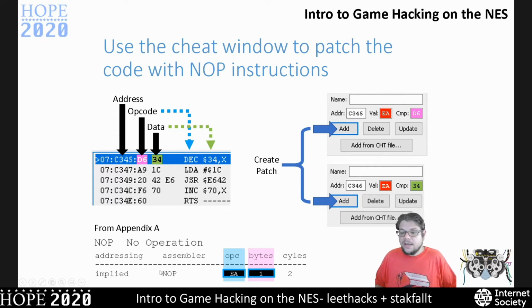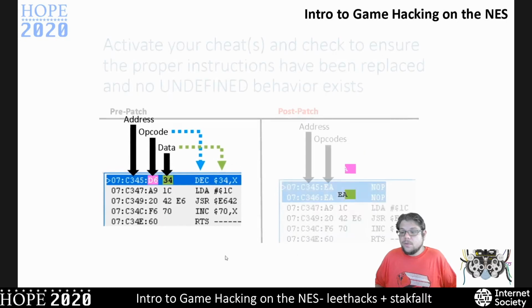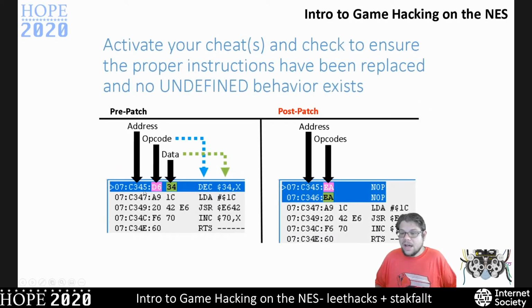But because NOP is 1 byte, and the decrement operation was actually 2 bytes, we need to be extra careful about that and also patch out byte C346. Now, C346 isn't shown here because that is the 34 that corresponds with the memory address we were interested in. So we're going to go to C346, find value 34, and patch that out with EA. So we wind up patching out these 2 bytes in memory with these NOP instructions.